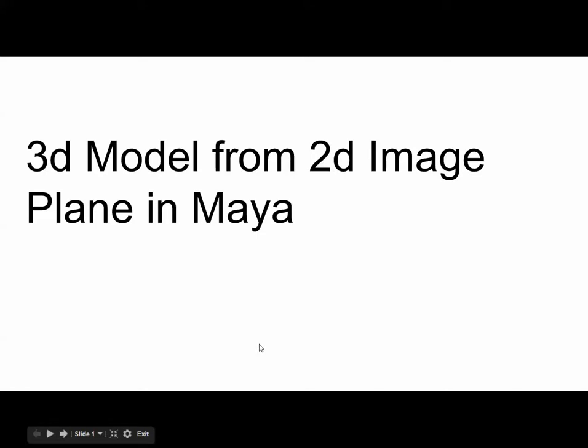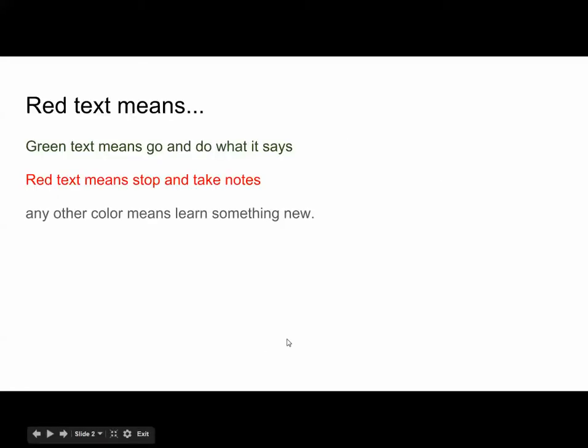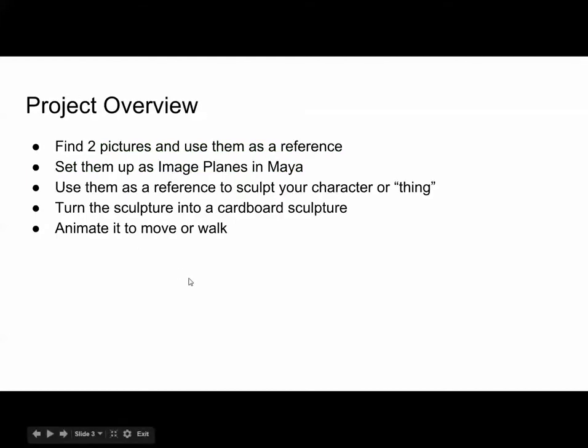Alright, ladies and gentlemen, we're going to learn how to create a 3D model in Maya from a 2D image plane. We're going to get two images and make that into a 3D sculpture. Read this, and here's the project overview.